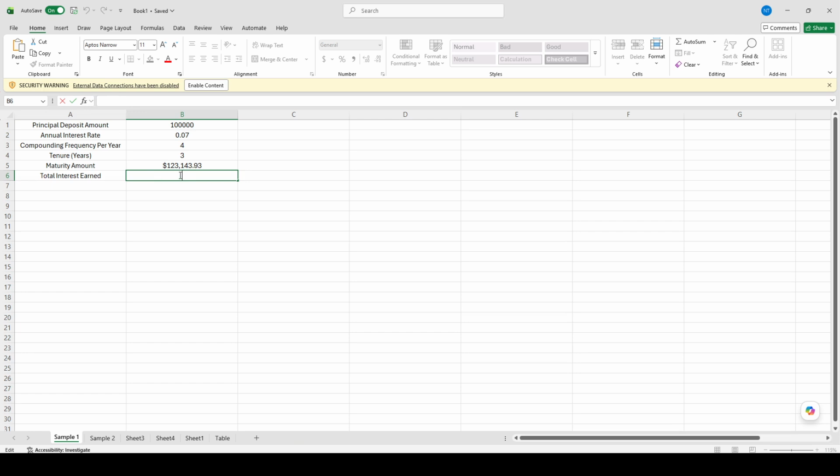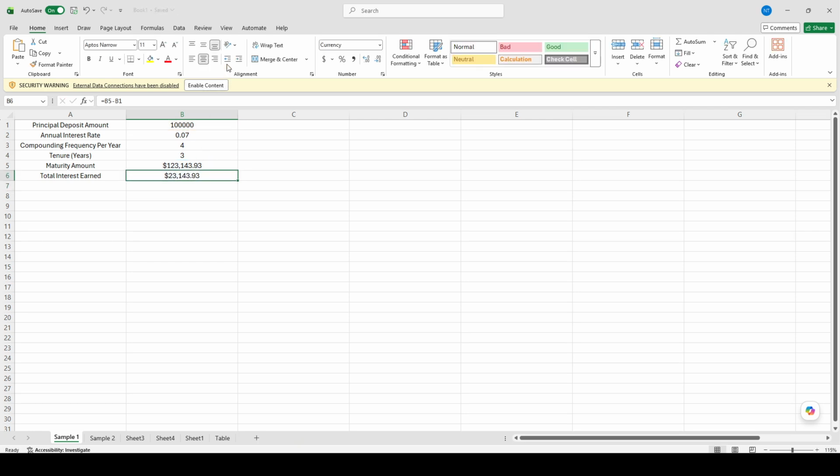Once cell B6 is selected, type the formula equal sign B5 minus B1 directly into the cell. This formula takes the maturity amount from cell B5 and subtracts the original principal amount from cell B1. After entering the formula, press Enter on your keyboard. Excel will display the interest earned in cell B6.